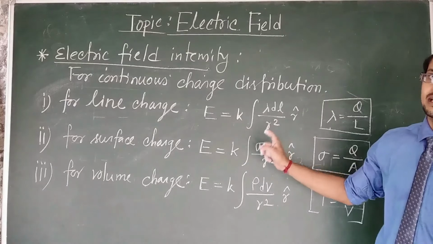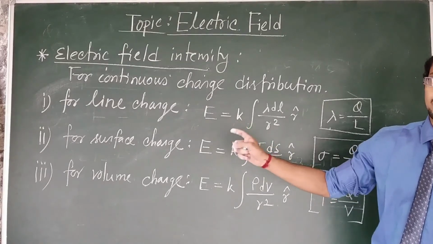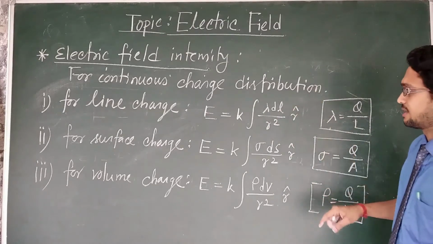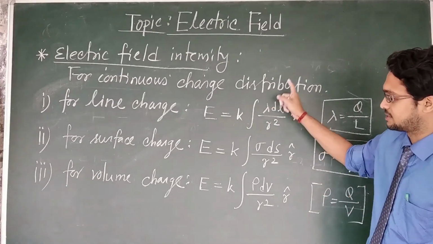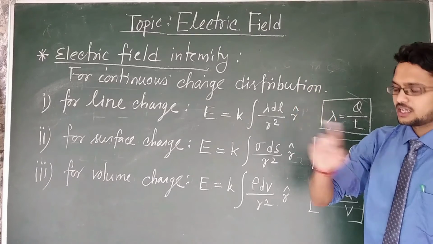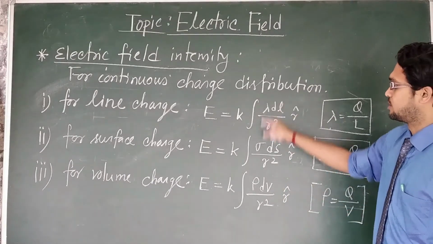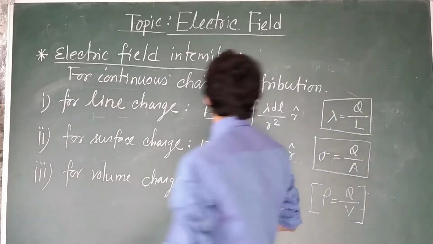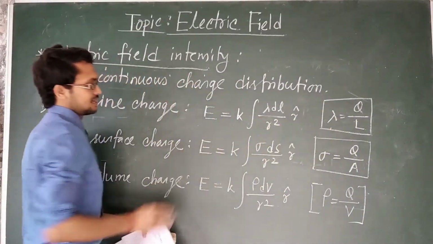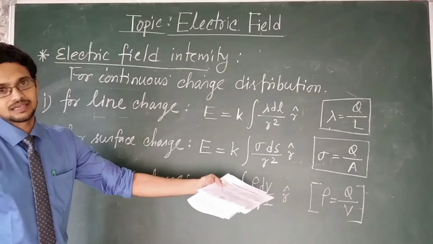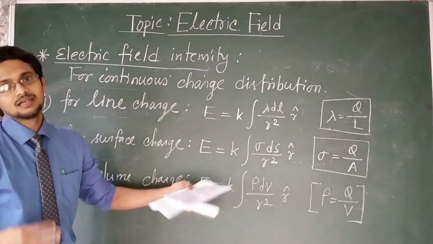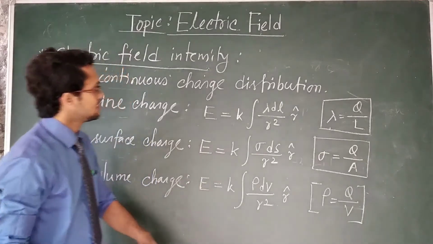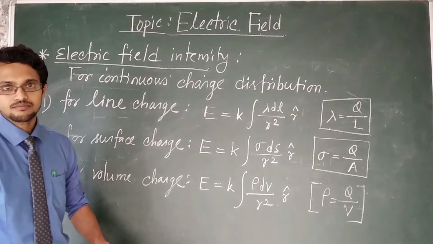There we cannot use the superposition formula simply by adding. In continuous charge distribution we have to use integration. Understand this? So this is lambda, this is sigma, and this is rho. Lambda means line charge density, sigma is surface charge density, and rho is volume charge density. Got these points?